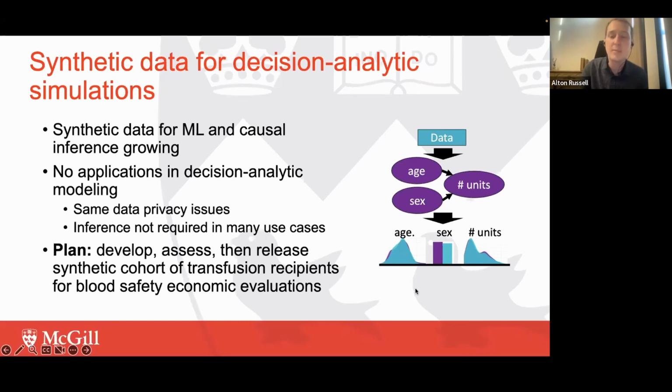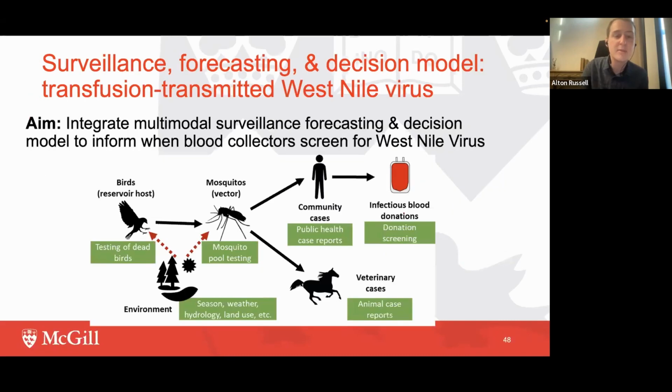And that's something that you can make public, and other researchers who want to build a simulation model to assess a different type of policy that might affect risks to transfusion recipients can take your synthetic data without having any data use agreement and build their own model. So that's one of the areas I want to go into.